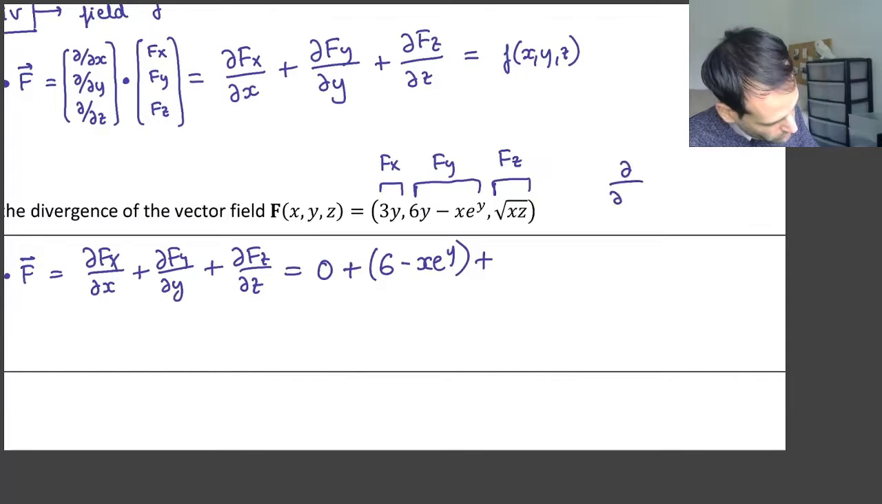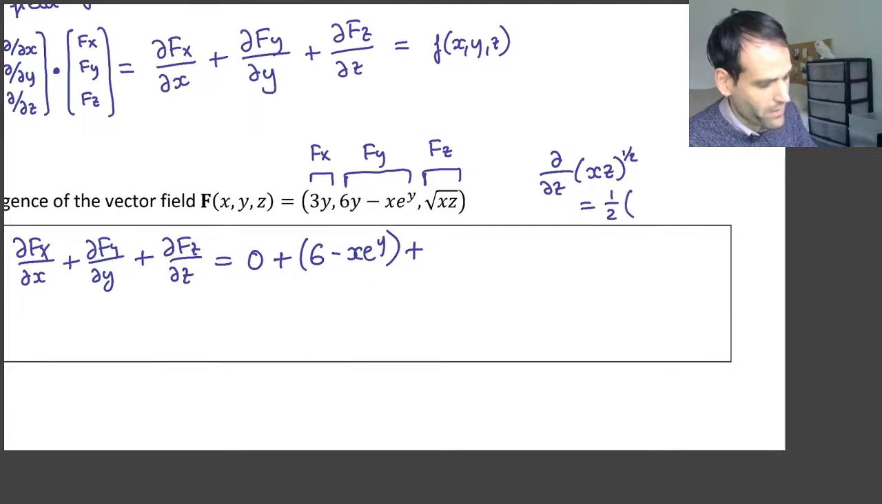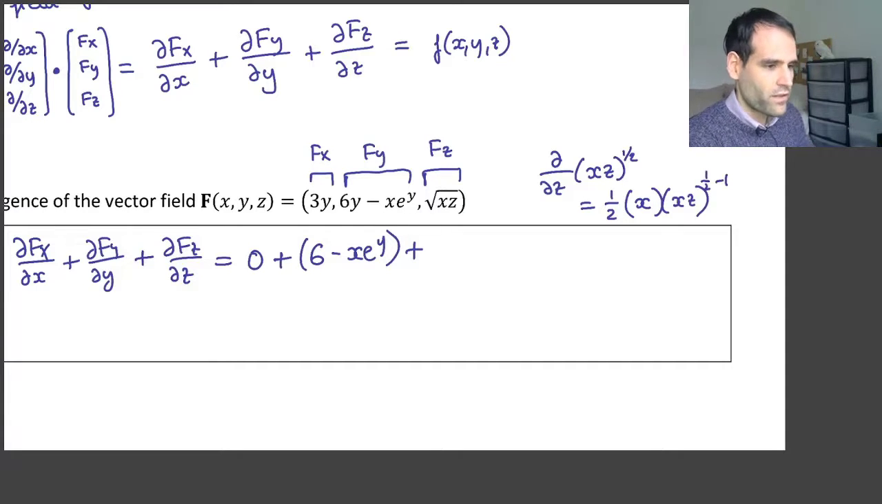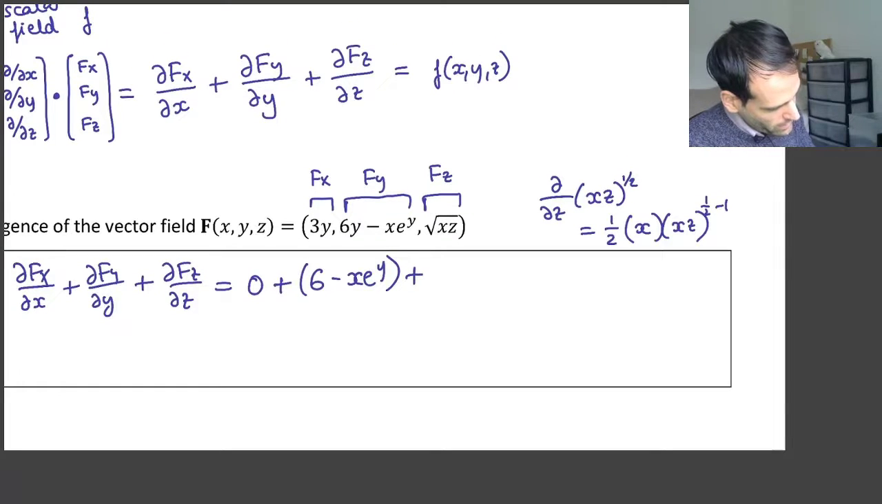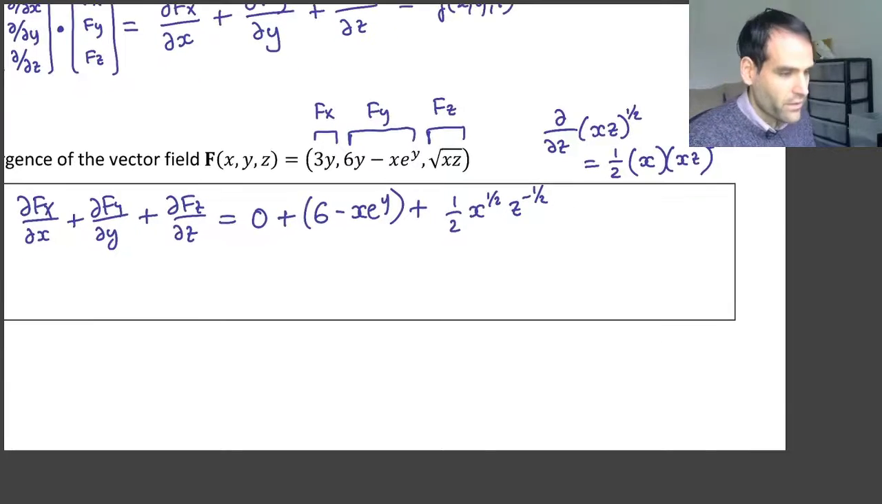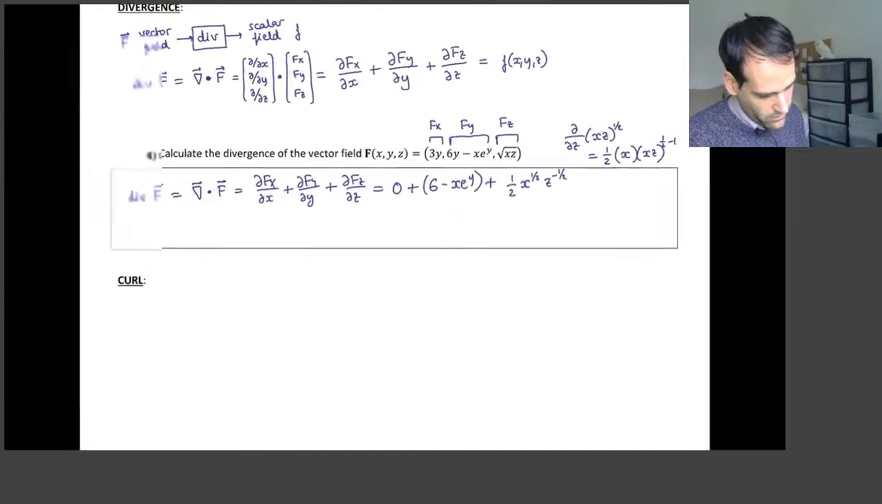So the derivative with respect to z of x times z to the power 1/2 is going to be equal to 1/2 times the derivative of the parenthesis with respect to z, which is x, times x times z to the power of 1/2 minus 1, right? So x will be to the power of 1 times x to the power minus 1/2, so that will be x to the half. So we will have 1/2 x to the 1/2 z to the minus 1/2. Okay, and this is it. This is the divergence of the vector field f.